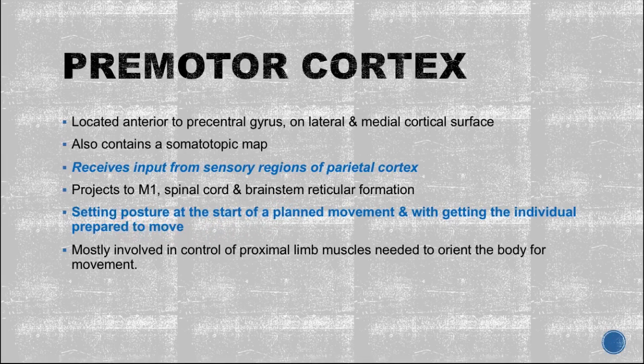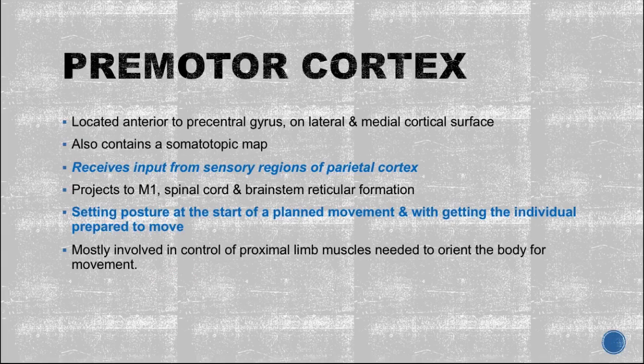And what is its function? It sets the posture at the start of a planned movement and gets the individual ready to move. Mostly it is involved in controlling posture. Posture is maintained by the axial as well as the proximal limb muscles needed to orient the body for the movement. Upon that posture, the organized complex movement can happen. That is the premotor cortex or premotor area, area number 6.